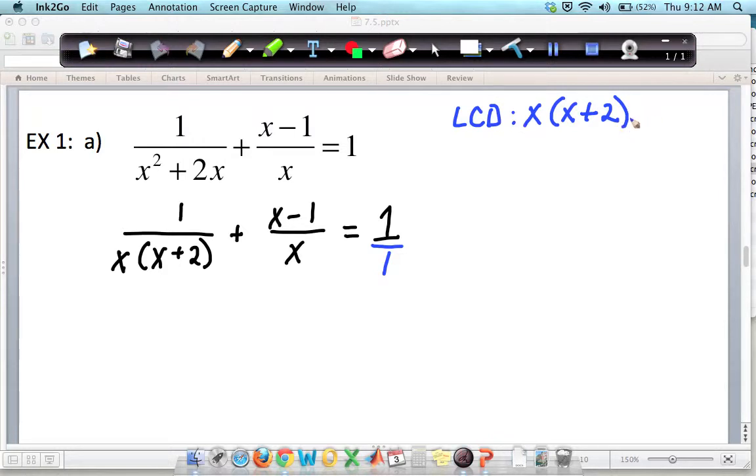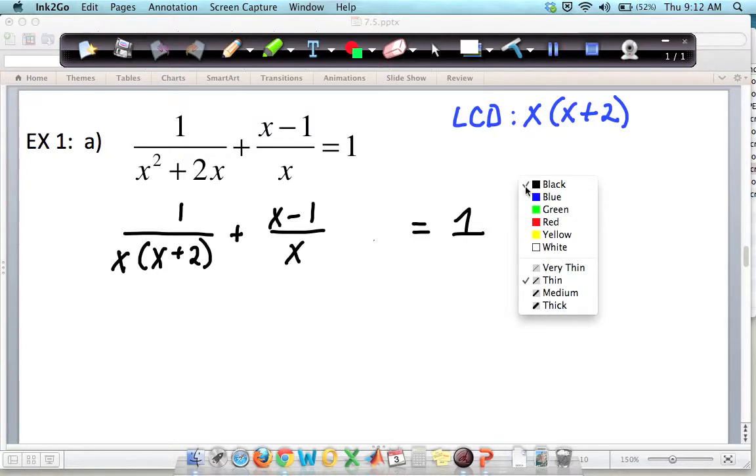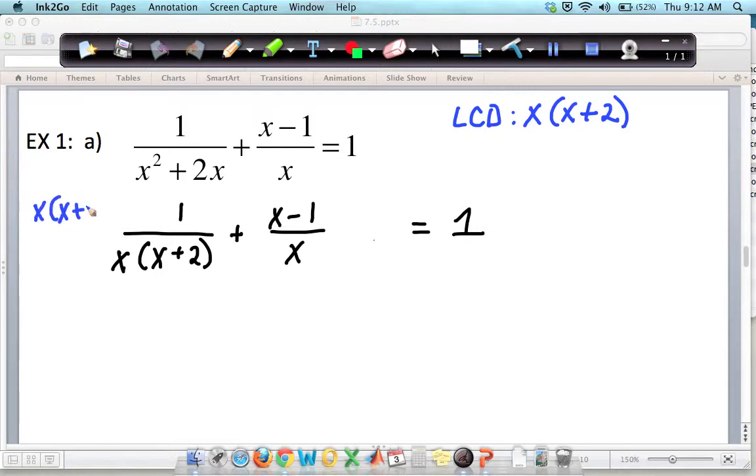So the directions say we want to multiply everything by the LCD over 1. As long as you multiply all 3 terms by this, you're okay. I actually need to leave a little room here in order to be able to write this multiplication. So let's redo this and put equals 1 over here. So leave a little gap. And now I'm going to multiply everything by the LCD over 1. And it's important to write this so you don't accidentally leave something else. So x times x plus 2 over 1 next to each term.